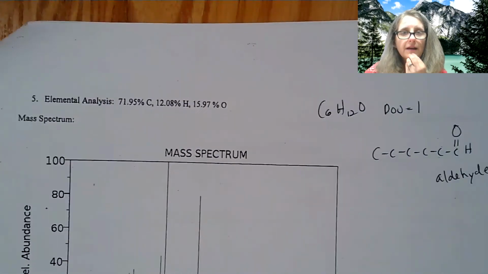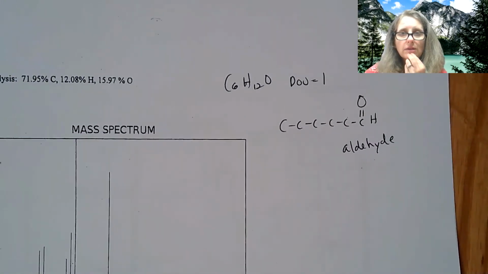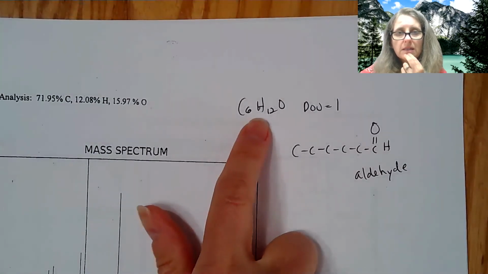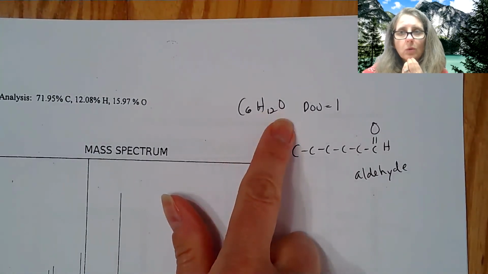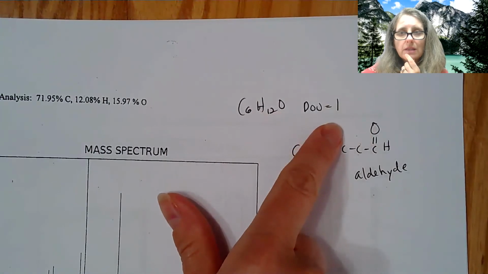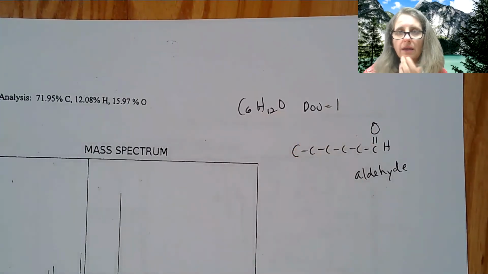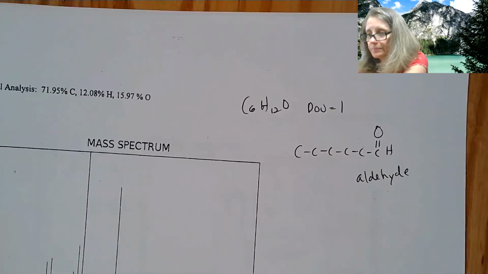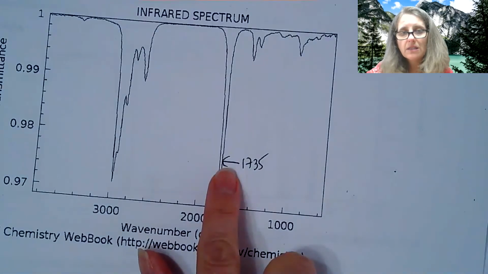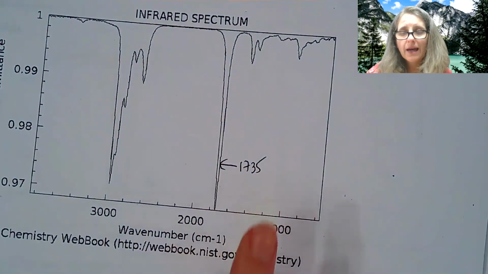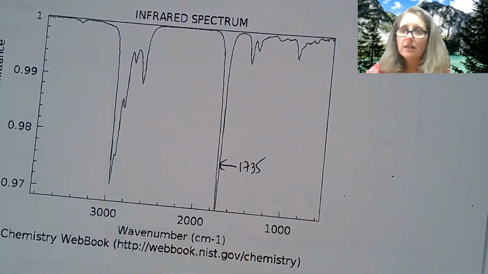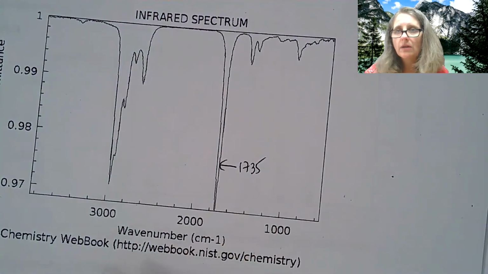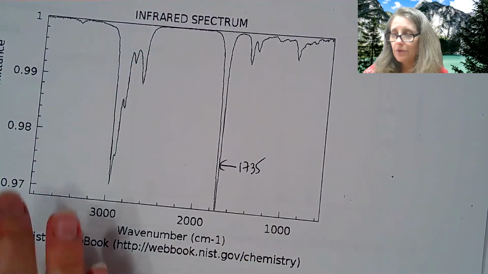Then to number 5, the molar mass peak is 100. It turns out to be C6H12O, so you do have 1 oxygen in there. Degree of unsaturation is 1, so you have to think aldehyde or ketone. It turns out to be an aldehyde due to the fact that this peak here is at 1735, and aldehydes tend to be in that range. Again, 1700 peaks are going to be very critical for aldehyde versus ketone.